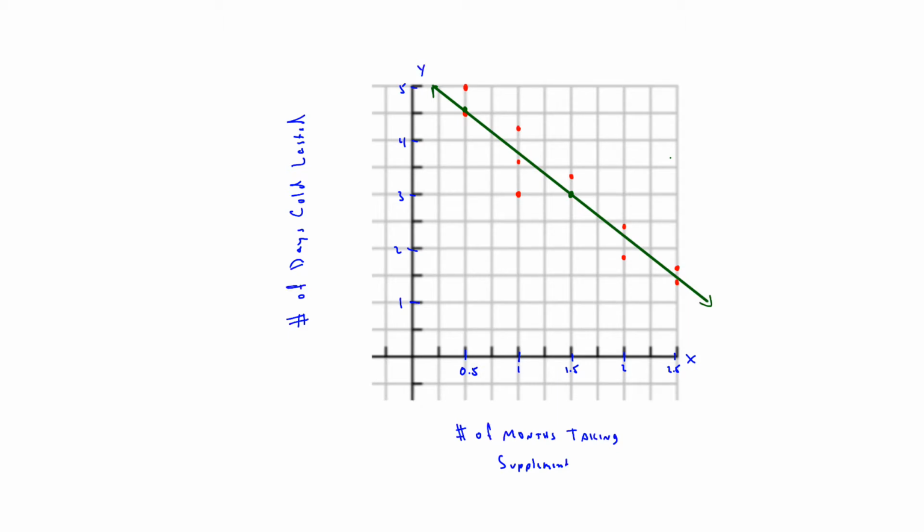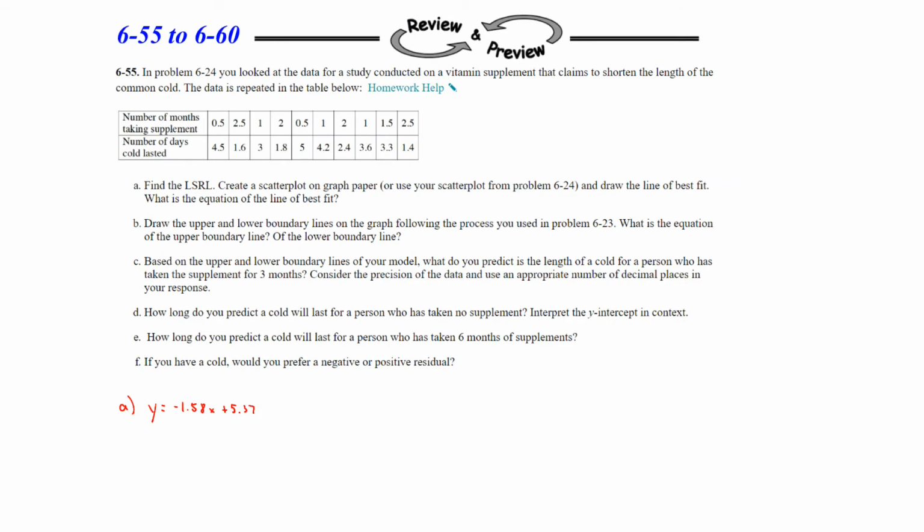So that is my line, y equals negative 1.5x plus 5.37. And I got that from the graphing calculator. Alright, so part A is done.